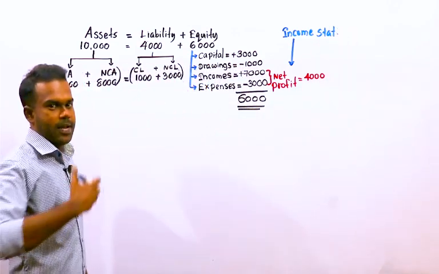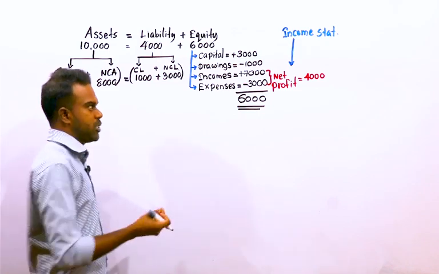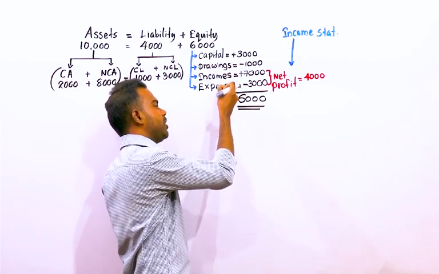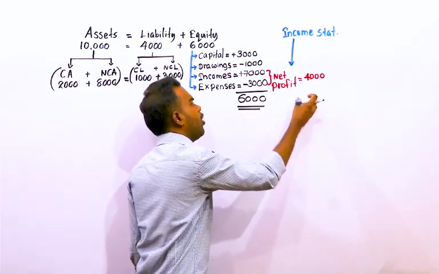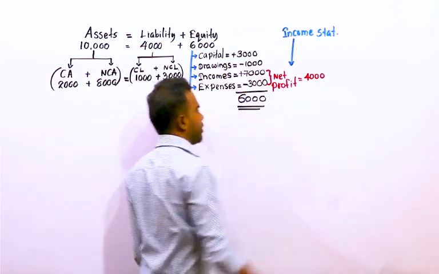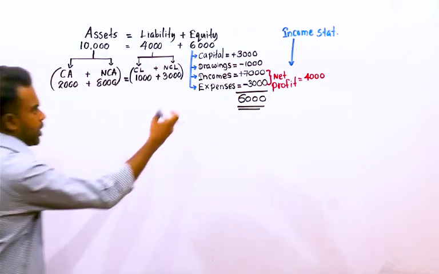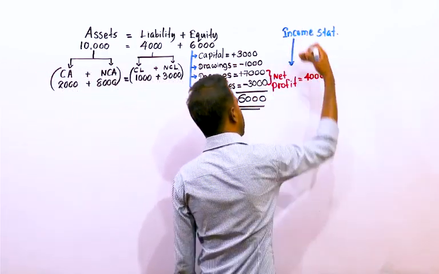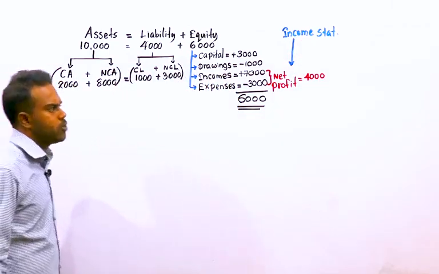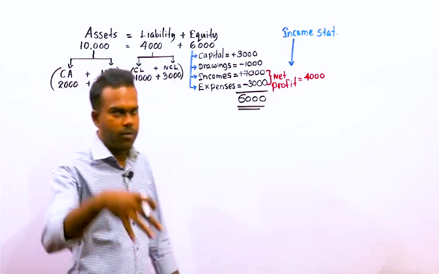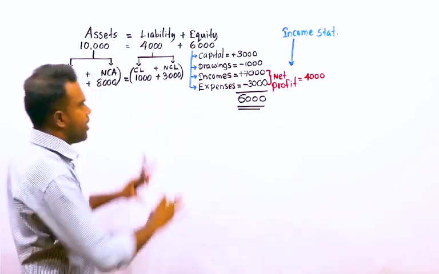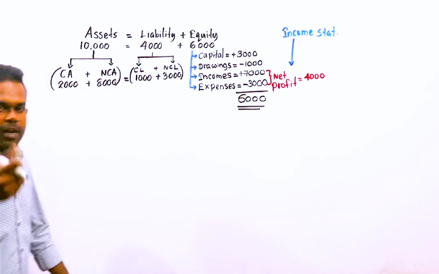Understood? Then there can be losses. Losses mean expenses higher than incomes, which will be a net loss. Net profit means income higher than expenses. You can calculate net profit or net loss from the income statement. Normally, net profit will be added to the equity, because incomes are higher than the expenses. So you can see the details here, in detailed figures, right?